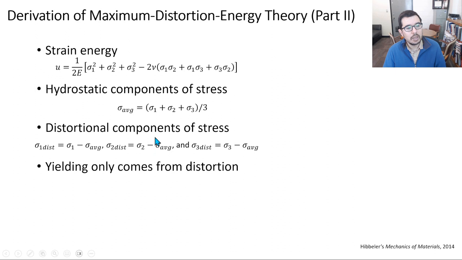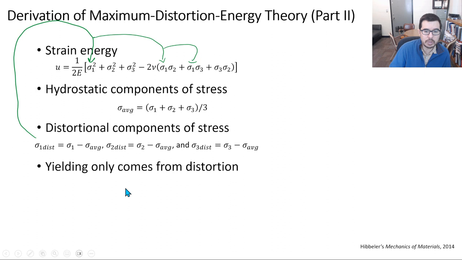That's like a cube with just sigma average in three directions with zero shear stress. The distortional components of stress, though, can be thought of as, okay, what is sigma 1 relative to the average that we've calculated here, right? So if sigma 1, sigma 2, and sigma 3 are all the same, then the distortional components of stress will all be equal to 0, right? So there'll be no distortion and no yielding according to this criterion that we're defining. But if sigma 1, sigma 2, and sigma 3 are different, then there will be differences from an average stress, okay? And we can think of these as distortional components of stress. So sigma 1 distortional, sigma 2 distortional, or sigma 3 distortional, okay? And we said in the past that yielding only comes from distortion.